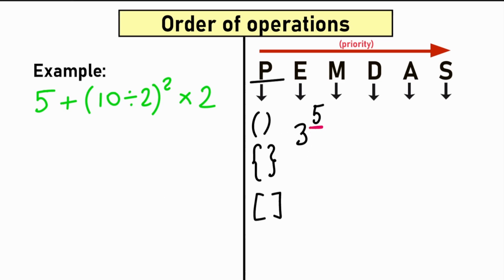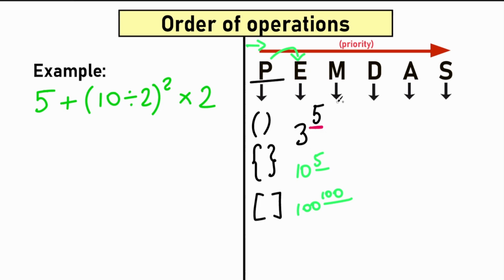And of course, I'm not talking only about 3 to the power 5. We can talk about, for example, 10 to the power 5, or 100 to the power 100. So these powers are extremely important in this exponent step. So after parentheses, we should perform exponents, okay? Because in terms of priority, we should go from left to right. Higher priority on the left side, lower priority on the right side.